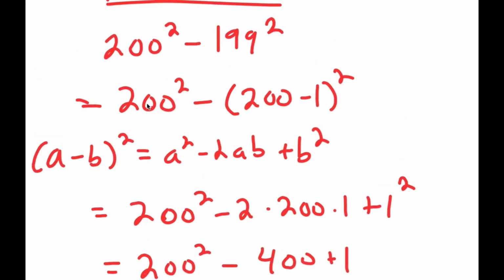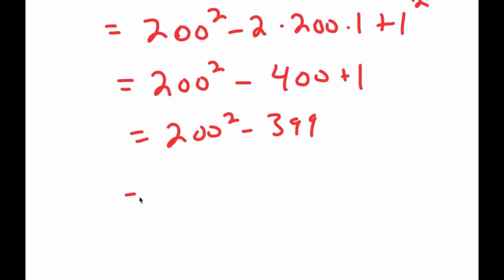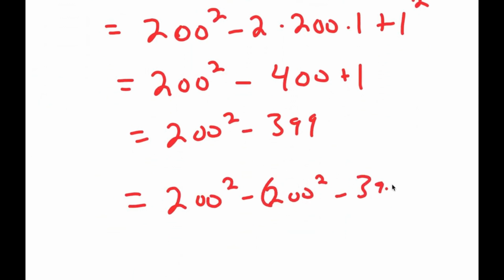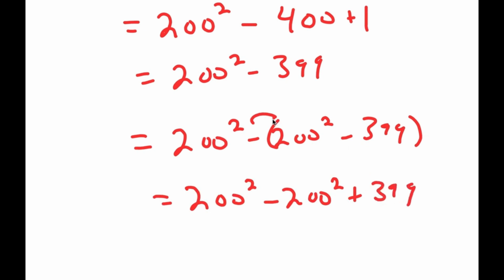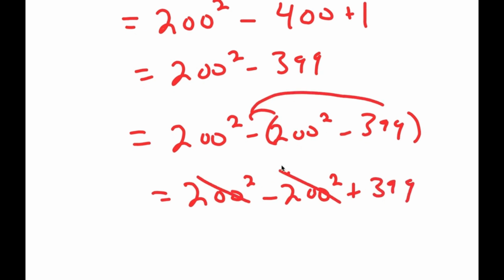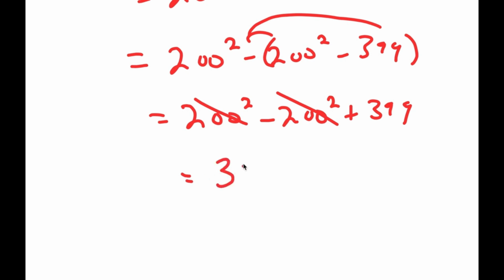And remember, we have 200 squared minus all of this, so I get 200 squared minus 200 squared minus 399, which is equal to 200 squared minus 200 squared plus 399 because we distribute the negative. And these two cancel out, so all I'm left with is 399.